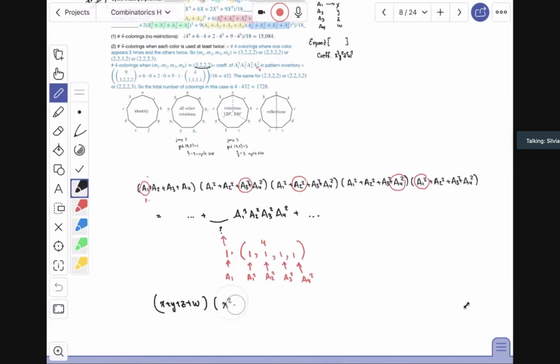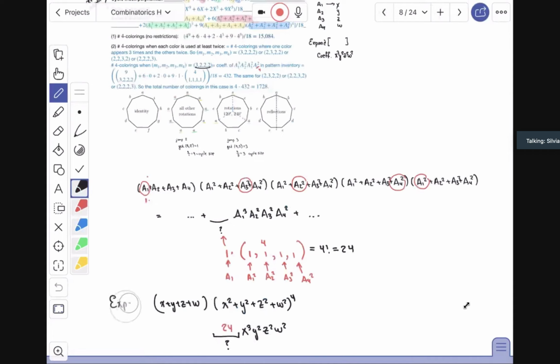times x to the x squared, y squared, z squared, w squared to the 4. Expand that, and one of the terms is going to be x cubed y squared, z squared, w squared, you're looking for this coefficient. And it's going to be that one. This is just 4 factorial. This is 24. So this is 24.